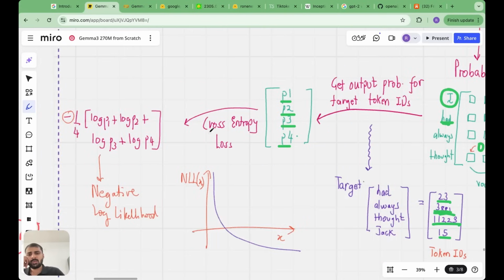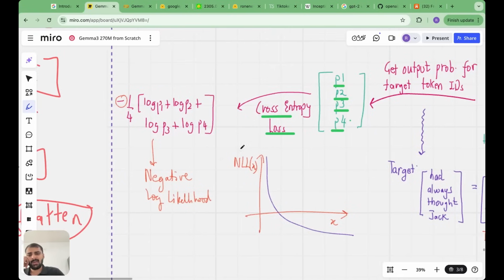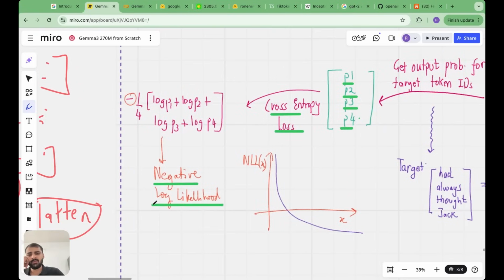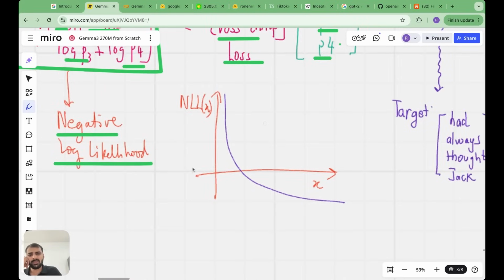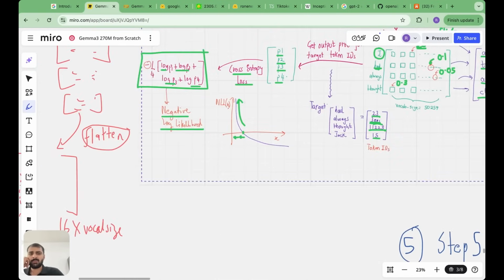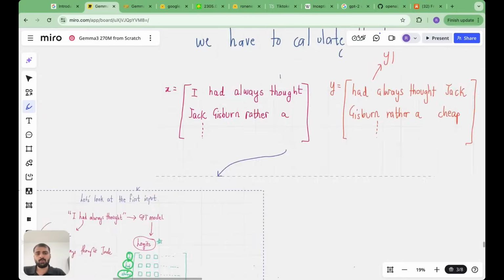So here is where the cross entropy loss comes into the picture. I am going to use the negative log likelihood. So the loss function I am going to define as negative 1 by 4 times (log P1 plus log P2 plus log P3 plus log P4). Essentially what I'm doing is that I want probabilities to be close to 1, right? So if it's 1, the loss will be 0, but as it diverges from 1, my loss becomes very high. That's how the cross entropy loss is actually calculated for these output tokens.